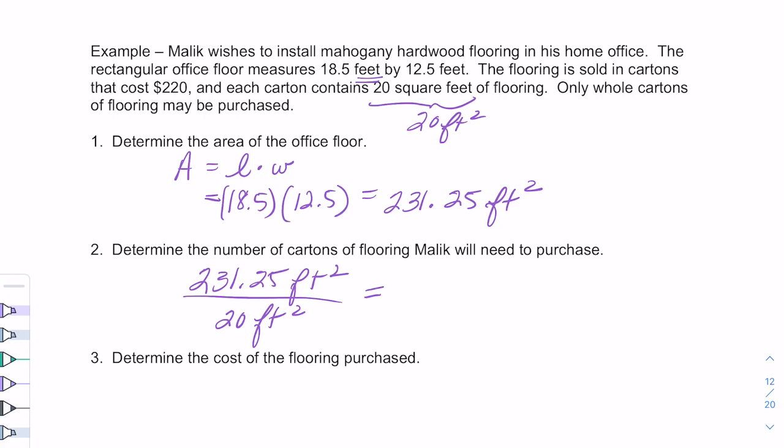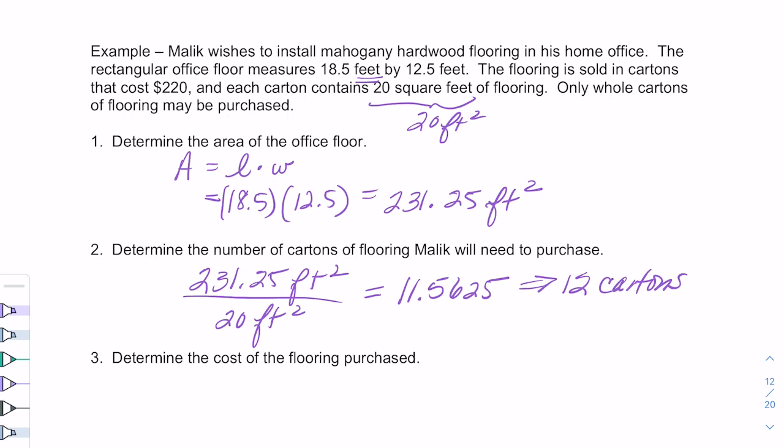And when you divide them, you get 11.5625. Now, in real life, you can't just purchase 11 cartons and then 0.5625 of another. So you would have to buy 12 cartons. You'll have some left over, which is good in case you make any mistakes.